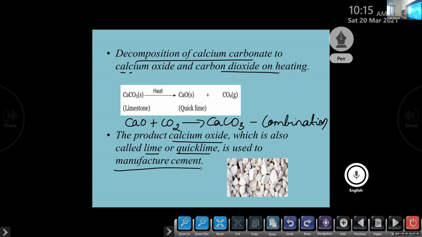Okay, so the first decomposition reaction, that is the decomposition of ferrous sulfate crystals to ferric oxide, sulfur dioxide and sulfur trioxide. Then the second example, the decomposition of calcium carbonate, that is limestone or otherwise known as marble. It decomposes to form calcium oxide and carbon dioxide. And this calcium oxide is used in the manufacture of cement. Okay, is this clear? This is the second example for decomposition reaction.